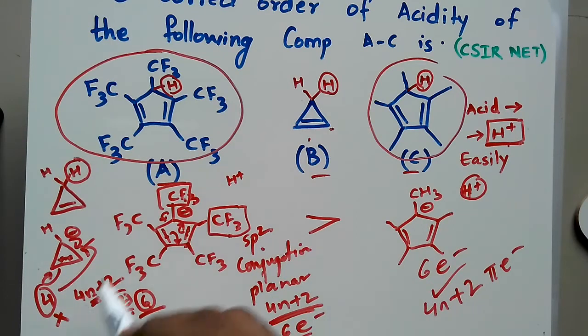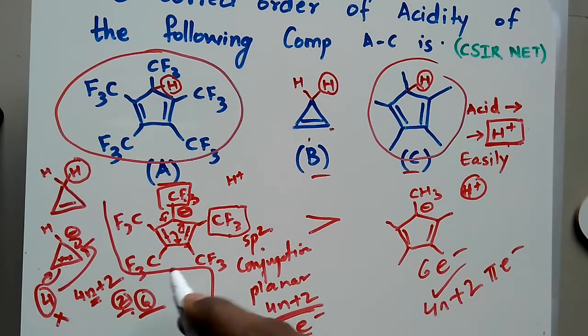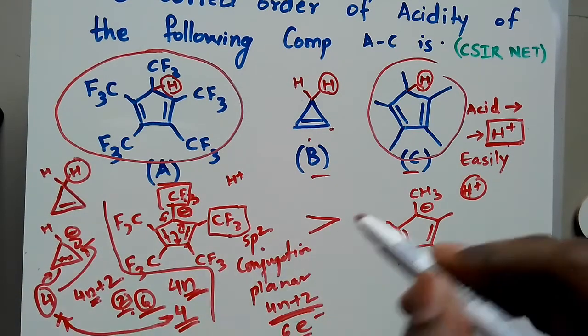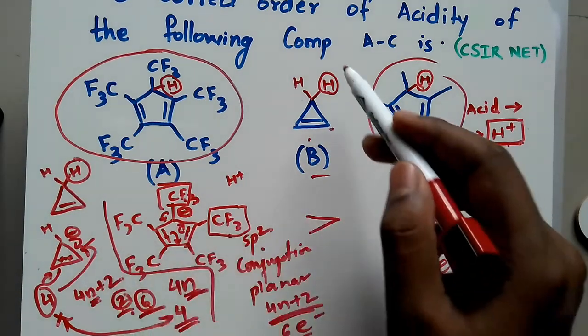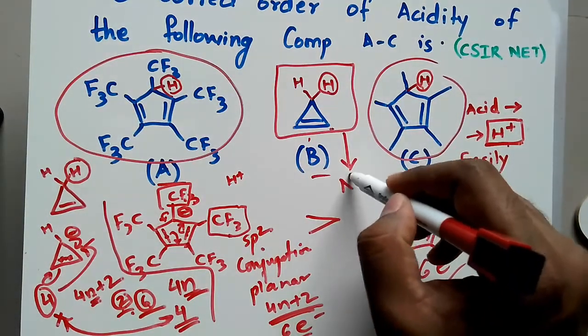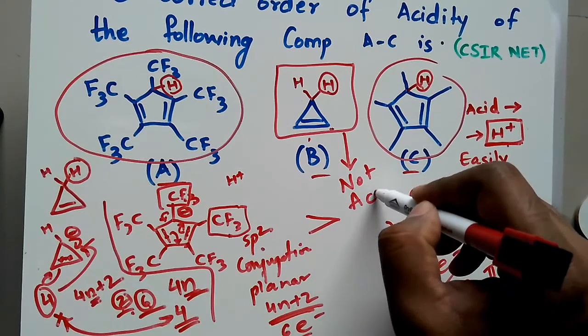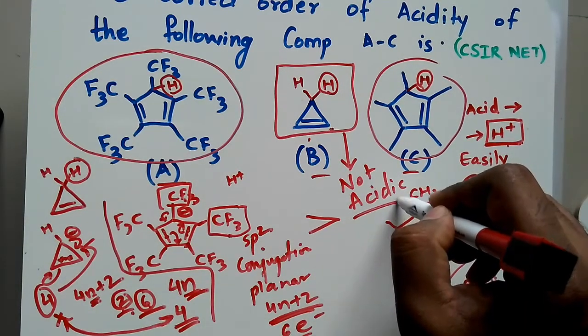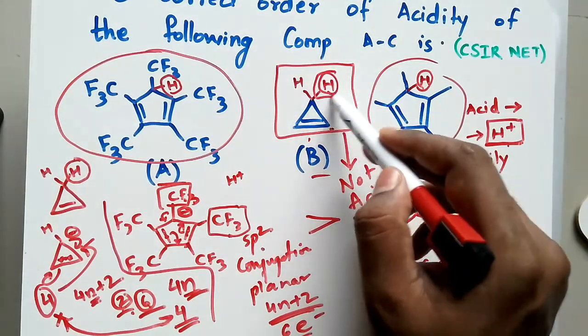Is it anti-aromatic? Let us check. For anti-aromatic, the condition is that it should be 4n. If I substitute n with 1, 4 times 1 it is 4. So it is matching with anti-aromatic. And anti-aromatic compounds are highly unstable. That means it should not be acidic, not acidic at all. Why is it not acidic? Because it becomes anti-aromatic once it loses the proton from here.